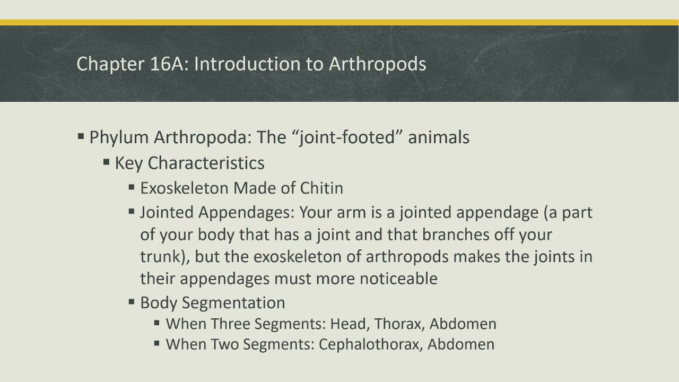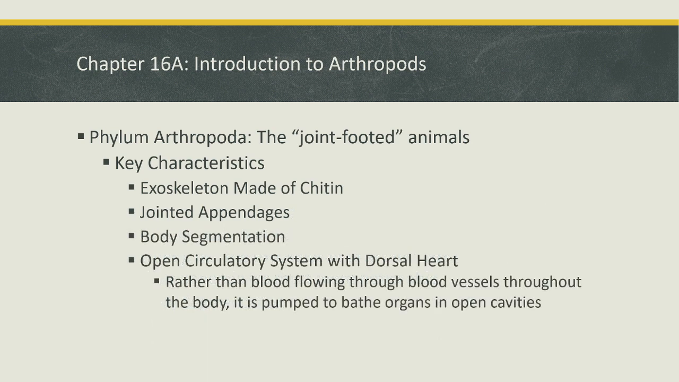So the cephalothorax and then the abdomen. That's another characteristic. And then we have the open circulatory system with a dorsal heart. So rather than blood flowing through blood vessels throughout the body, like we have with a closed circulatory system, where we saw that with the worms, insects and other arthropods have open circulatory systems. So rather than blood flowing through blood vessels throughout the body, it is pumped to bathe organs in open cavities.